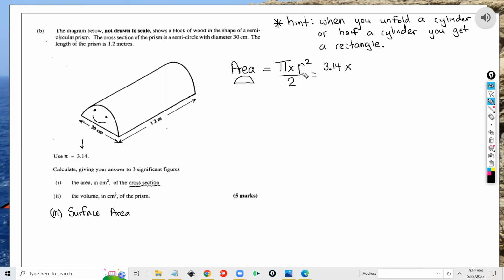How much is the radius, by the way? Send that on the chat for me. What is the radius of that half a circle? I'm going to draw it a little bigger here.